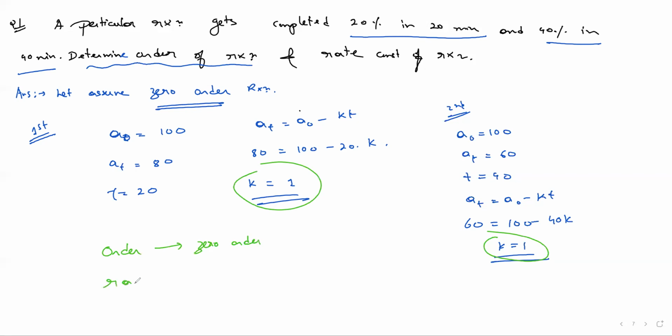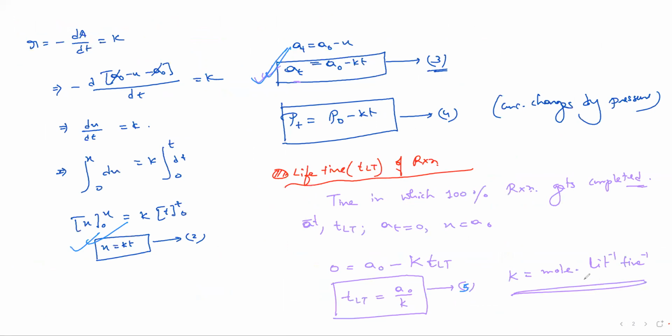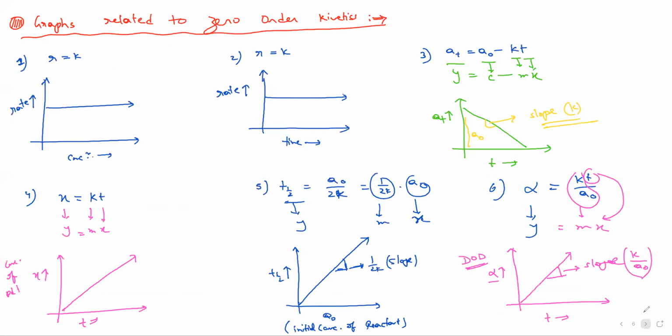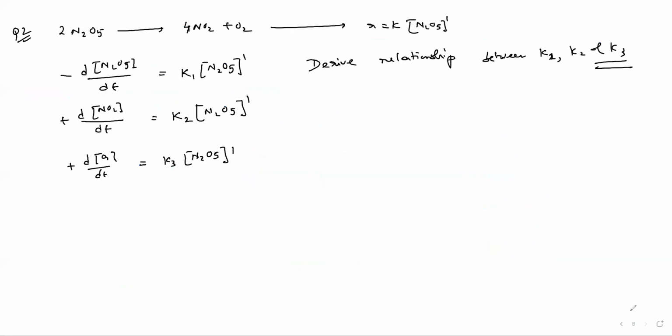The rate constant value is 1. Now the unit, if you check, is mole liter inverse time inverse. For a zero order reaction, the unit is mole liter inverse time inverse. Is it clear? Go for the next one.